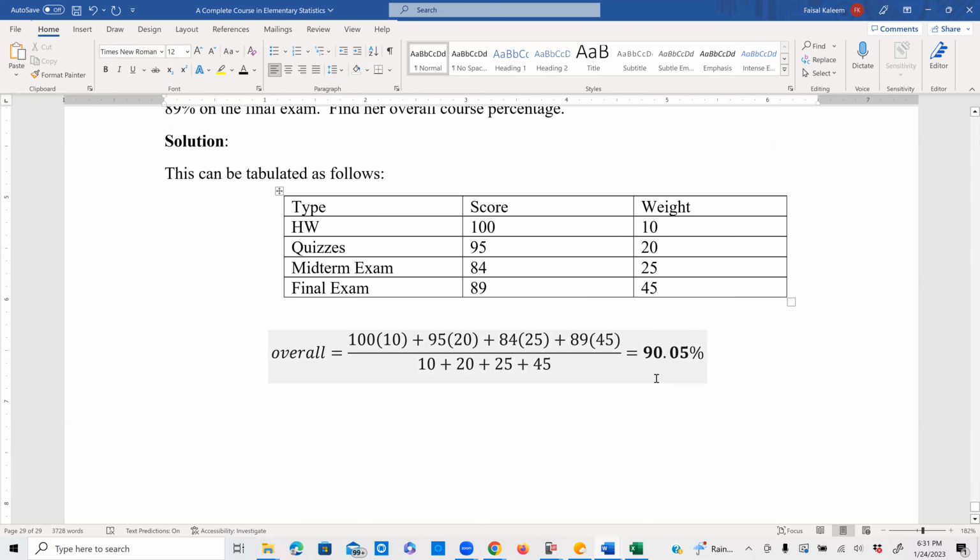And it's the same way. We multiply the scores with the weights and divide by the sum of the weights. So 100 times 10 plus 95 times 20 plus 84 times 25 plus 89 times 45 over 10 plus 20 plus 25 plus 45, and that gives us 90.05% as the overall percentage.